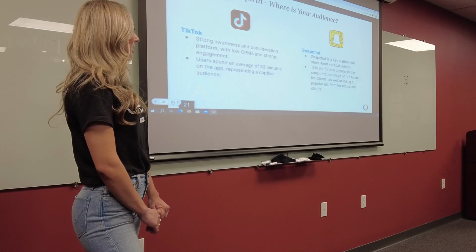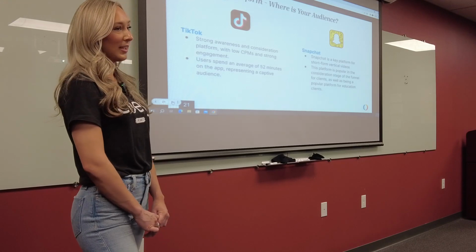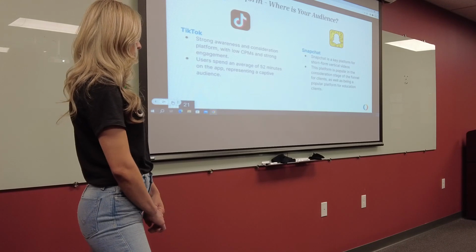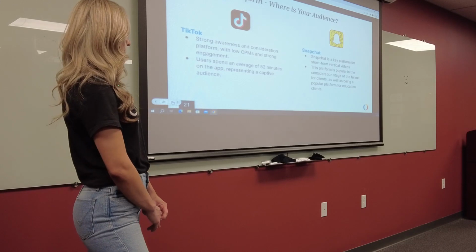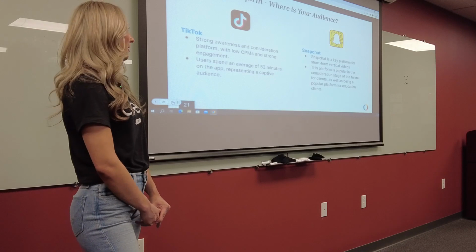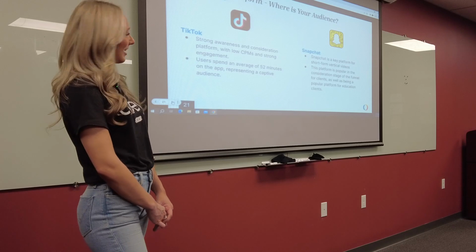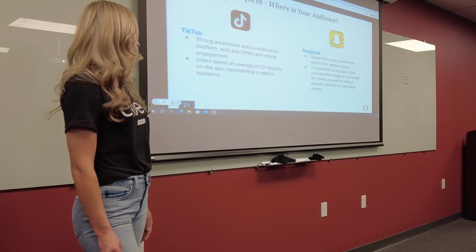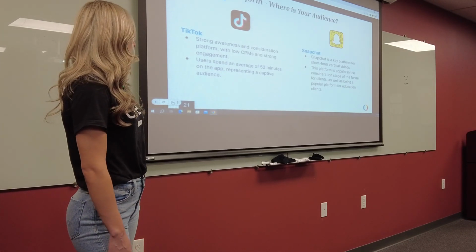Next up, we have TikTok and Snapchat, and these are really key if your audience includes Gen Z or millennial aged people. TikTok is known to be a strong awareness and consideration platform with low delivery costs and strong engagement. So people are known to engage highly with TikTok content. The content that we see on TikTok tends to be more native style, and people don't necessarily even realize they're looking at an ad when they see it. Whereas on Facebook, people are more privy to seeing ads there, and they're more aware that they're looking at promoted content. Users spend an average of 52 minutes on the app, representing a captive audience.